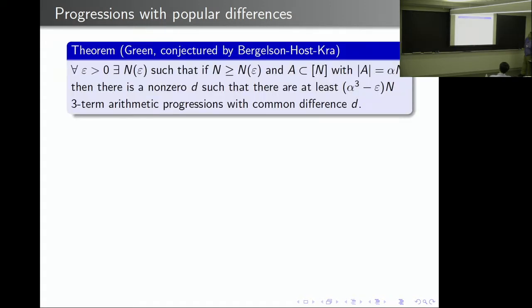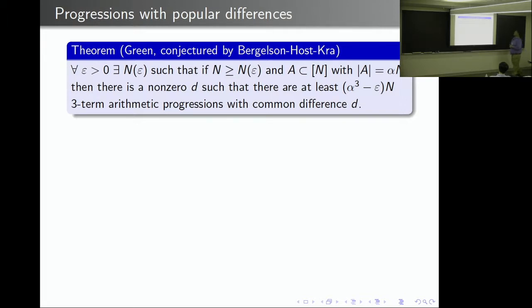Okay, so that was the first application. The second application that Ben Green had was a conjecture of Bergelson, Host, and Roth, which is a strengthening of Roth's theorem. For every epsilon greater than 0, there's going to be an N of epsilon such that if you have a subset of 1 to N of density alpha, then if your set was taken at random, the density of 3-term arithmetic progressions would be roughly alpha cubed with high probability. But there are sets with much fewer total number of 3-term arithmetic progressions, and you can blow up the Behrend construction to do that.